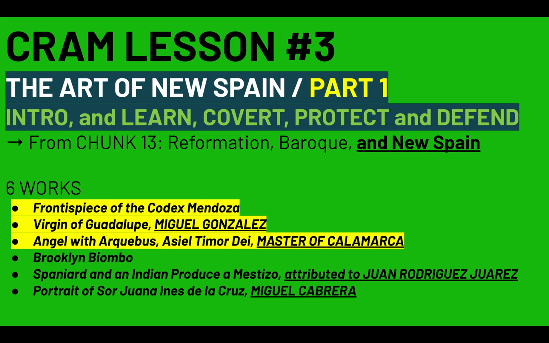Cram lesson number 3 is going to be 2 parts. This is part 1. Part 2 will have 3 works. This one has 3 works. This is all about the art of New Spain. It's a big one. There are 6 artworks. We're going to approach this in a somewhat sequential fashion.